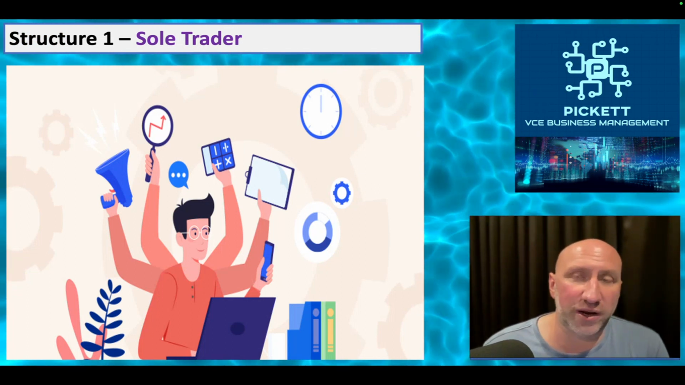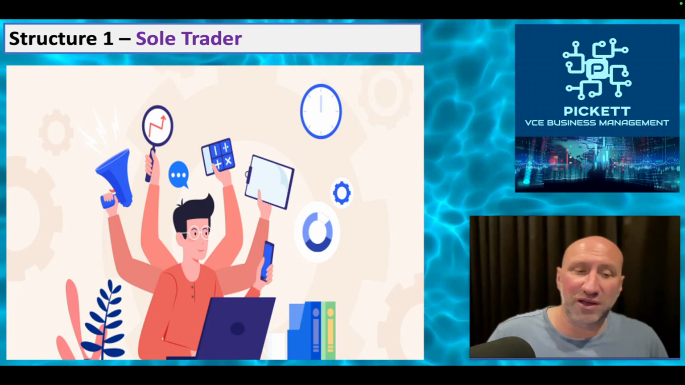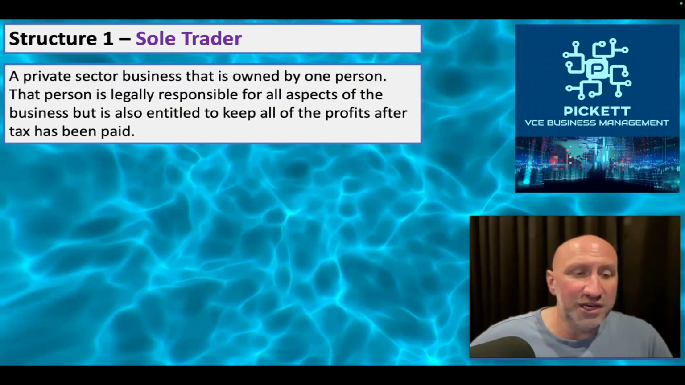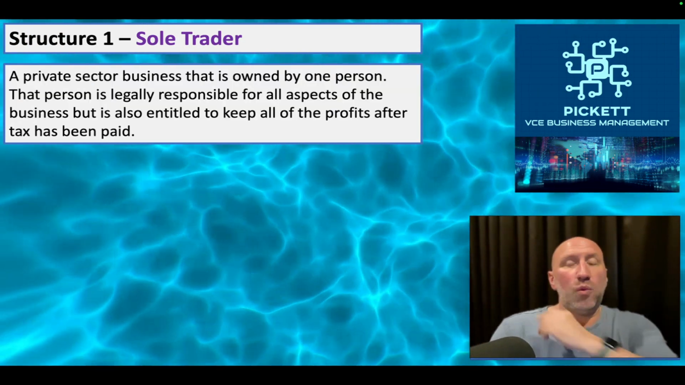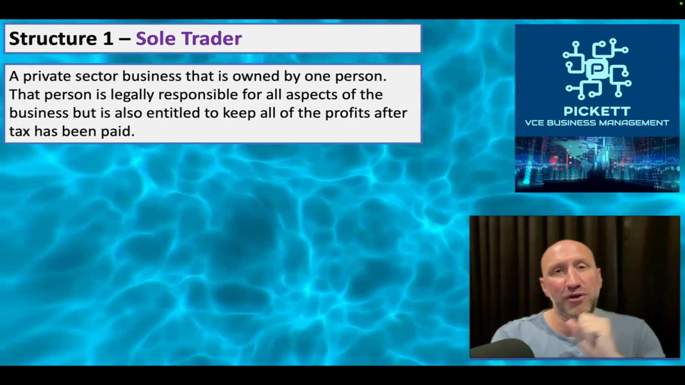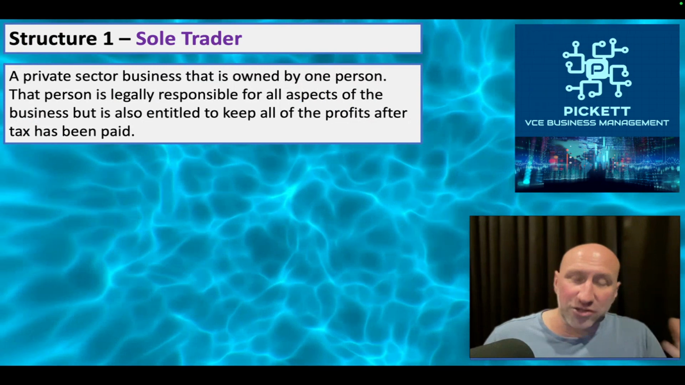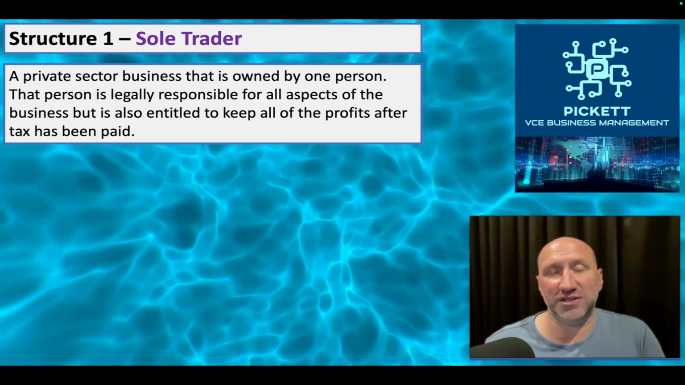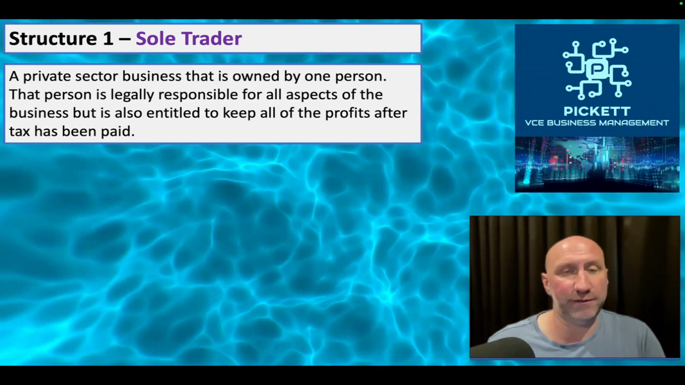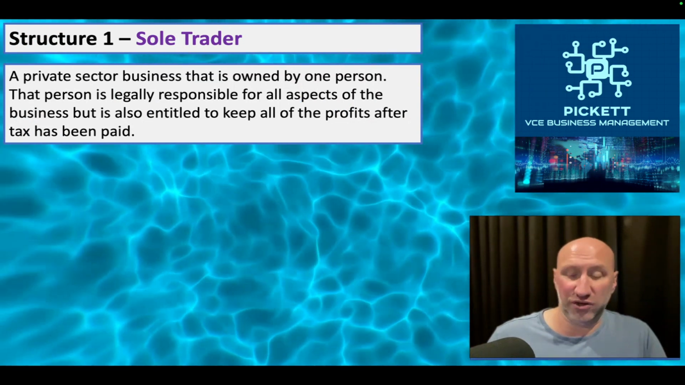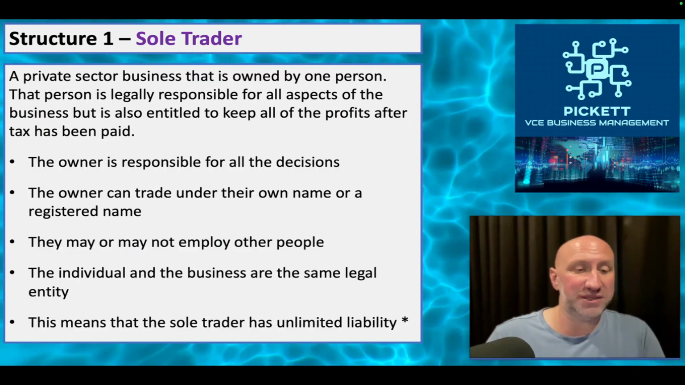So first one, sole trader. So again, should be familiar to you if you did this last year. So this is a private sector business, owned by one person, okay? That person is legally responsible for all aspects of the business and is also entitled to keep all of the profits after tax has been paid, okay? That's a simple definition of a sole trader business.